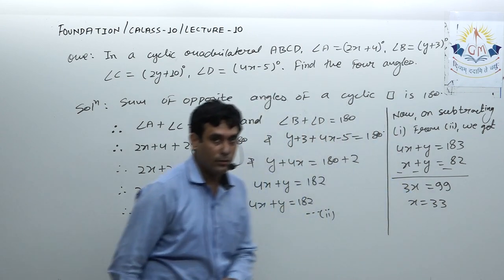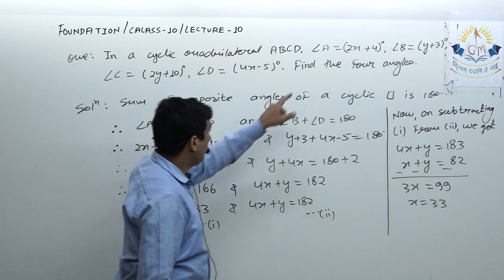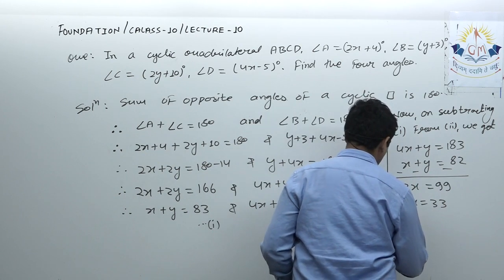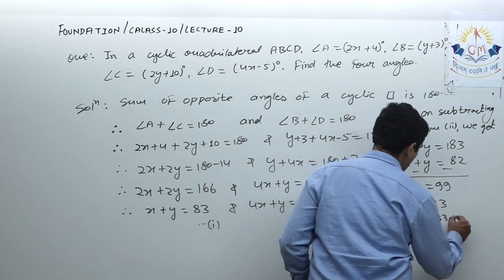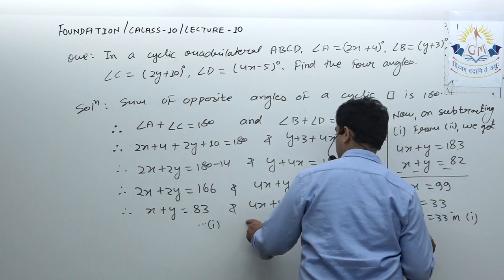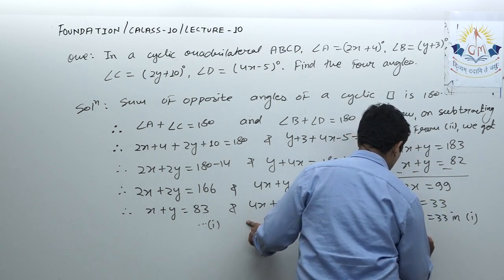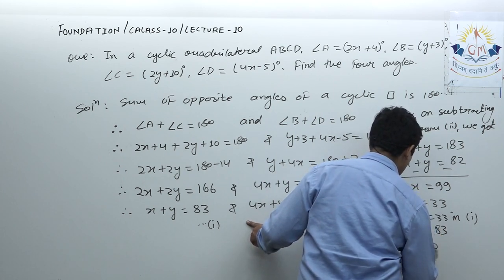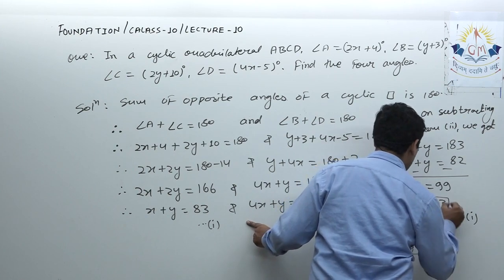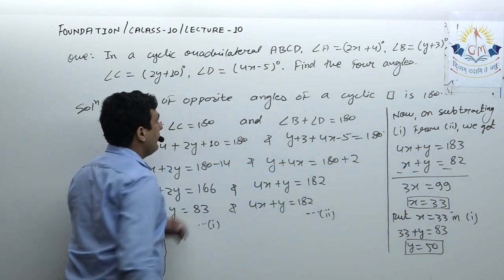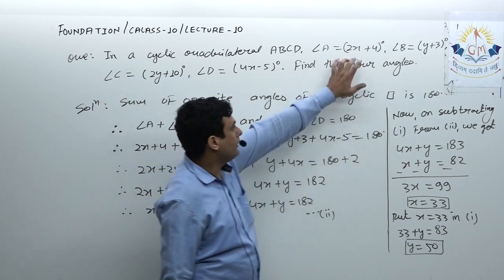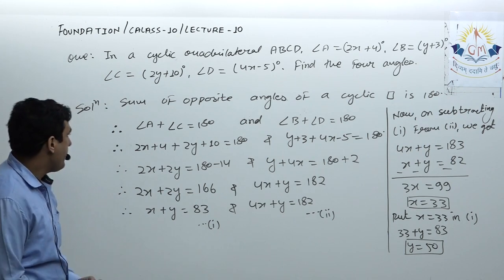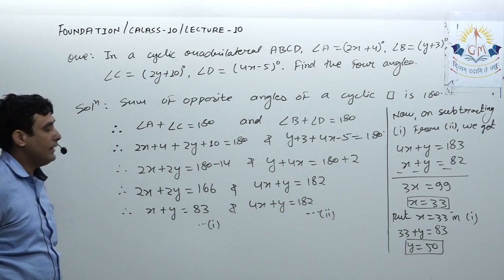Now this is not my answer. They are not asking to get the values of x and y. We have to find the angles. So after finding x, now we'll find y. Put x equal to 33 in the first equation. So 33 plus y is equal to 83, that is y is equal to 50. So I got the value of x as well as the value of y. Now to get the values of the angles, I need to put these values in A, B, C and D. So note it down, then we'll see how we'll get the values of these angles.